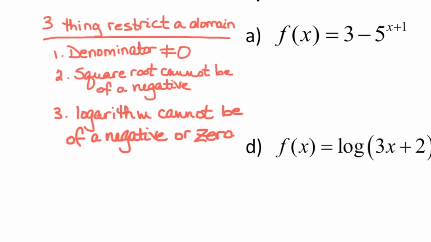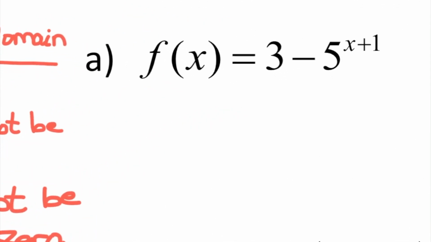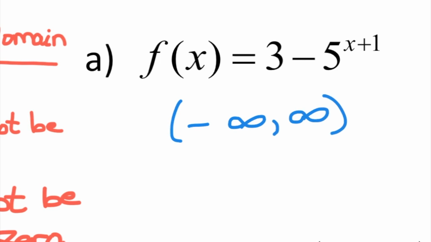And so when you look at a problem like letter A, 3 minus 5 to the x plus 1 power, there's no denominator, there's no square root, there's no logarithm, and because of all of that, your domain is going to be all real numbers.